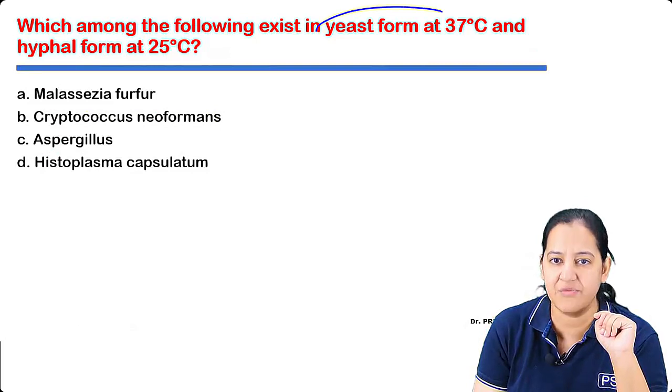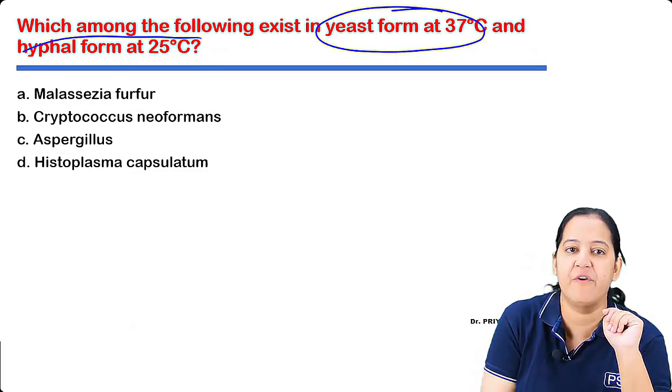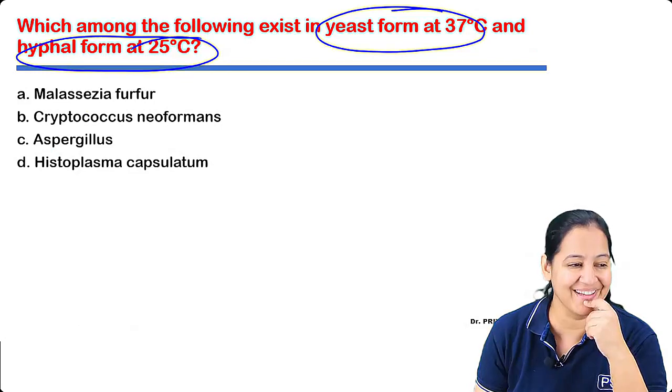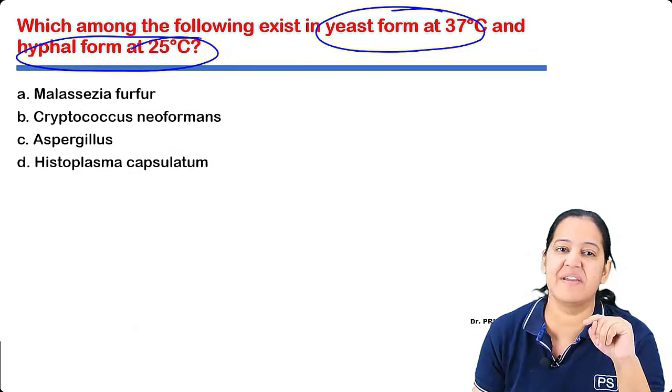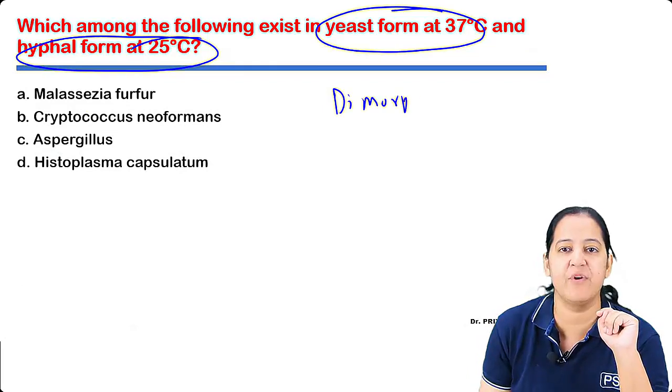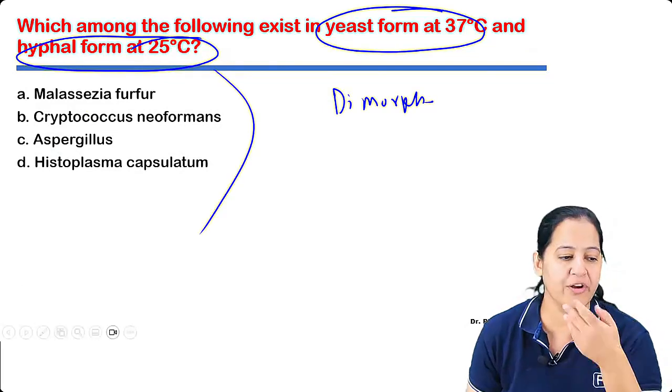Which of the following fungus exists in yeast form at 37 and hyphae form at 25? So basically they are asking for a fungus which is yeast at 37 and hyphae at 25. So they are asking you dimorphic fungus. So basically, which of the following is an example of dimorphic? Open your classification and tell me the answer.